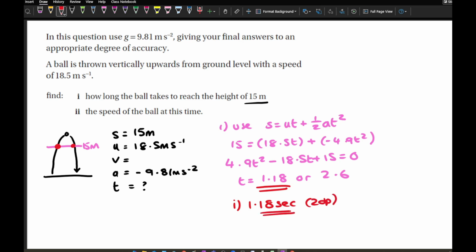Then part 2 is asking for the speed of the ball at this time. So for part 2, let's just get rid of all of this.